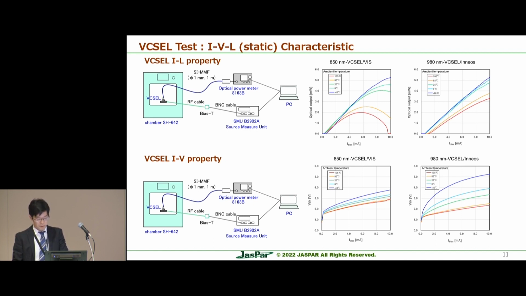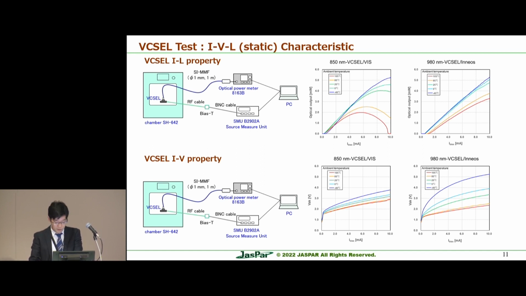The optical output power of 850 nanometer at VIS peaks at a bias current of 5 milliampere at 105 degrees Celsius and decreases at bias currents higher than 5 milliampere. The optical output power of 980 nanometer at ENEOS has an almost linear IL characteristic within the measurement range, but the power consumption is increased due to the large variation of the temperature characteristic of the threshold current.